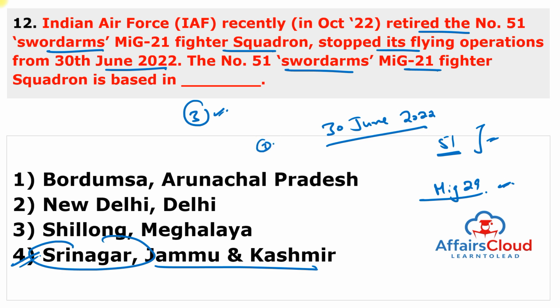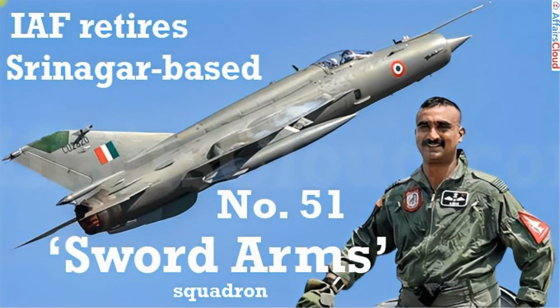And the crest of the squadron depicts the motto Vijay Parakrama, which means valor for victory. And this squadron was tested in the year 1987, known as Operation Brass Tacks, when it carried out intensive valley flying and manned operations readiness platforms from both Srinagar and Avantipur over the 3-month period. So remember, this is number 51 Sword Arms Squadron which was retired.